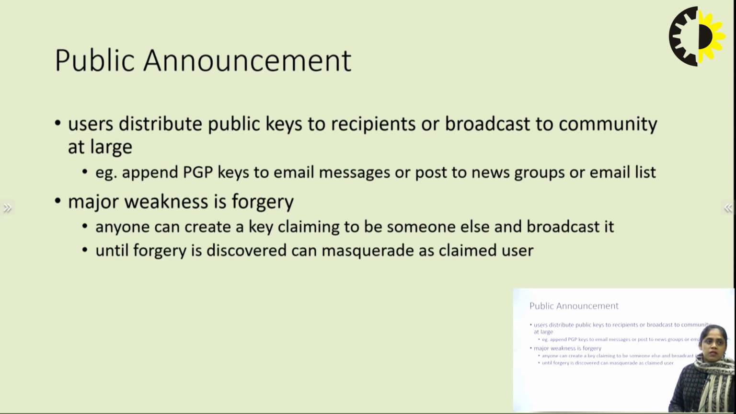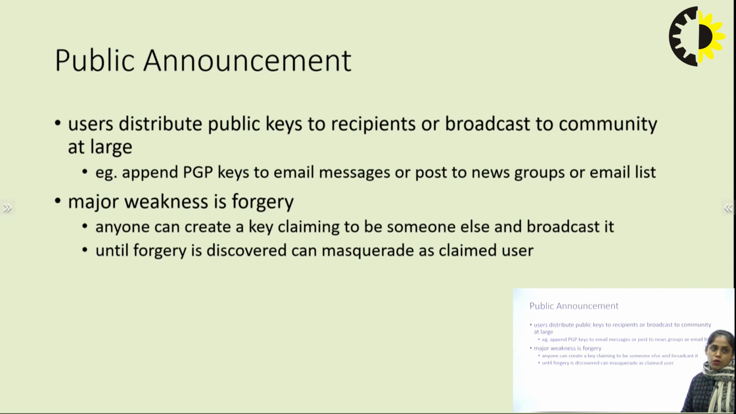In public key announcement, the users distribute the public key to recipients or broadcast it to the community at large. For example, append PGP keys to email messages or post to newsgroups or email lists. So basically, in public announcement, they publicly disclose their keys. Whatever keys they are going to use, they broadcast to each and every recipient. The sender is the same, but there is more than one recipient. PGP keys are the main ones used in this.